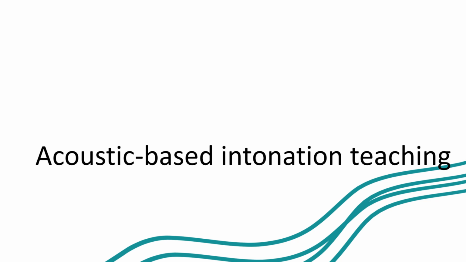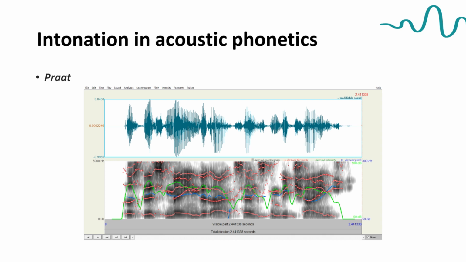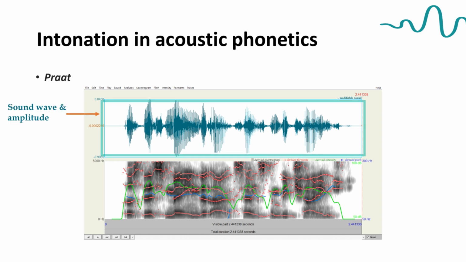In the previous video, we talked about rule-based intonation teaching. Now, let's explore the acoustic-based approach to teaching intonation. The acoustic information of sounds can be visualized using the software Praat. In Praat, the upper window of the view window presents us with a visual representation of sound waves and amplitude. It shows how the air moves when the sound is produced, and how loud the sound is.